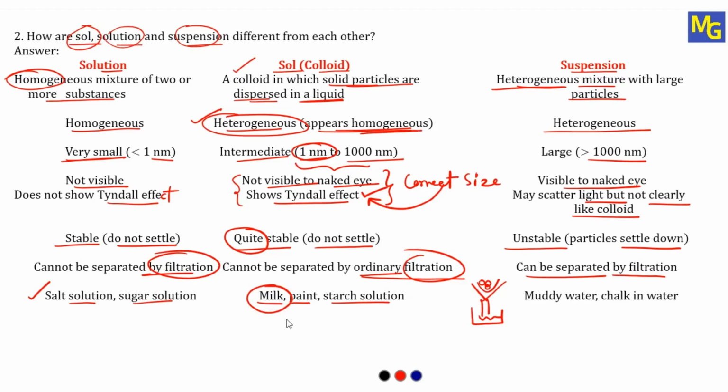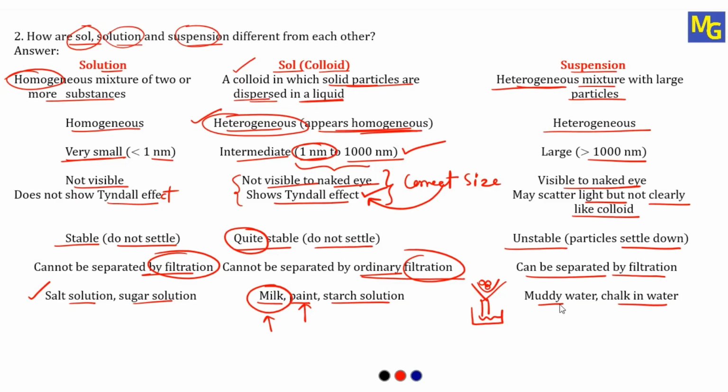You put any amount of water, but still it will be white. But you cannot see the particles in milk. Even the paint, you cannot see the particles, because particle size is between 1 nanometer and 1000 nanometer. But in case of suspension, the example is muddy water, chalk in water.